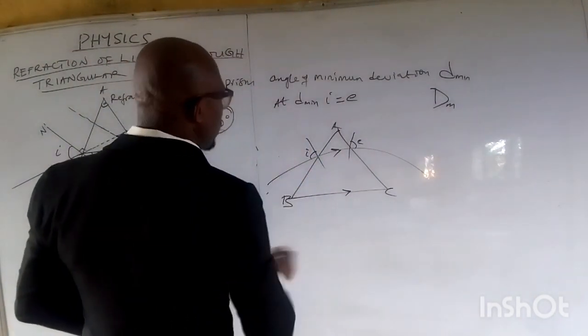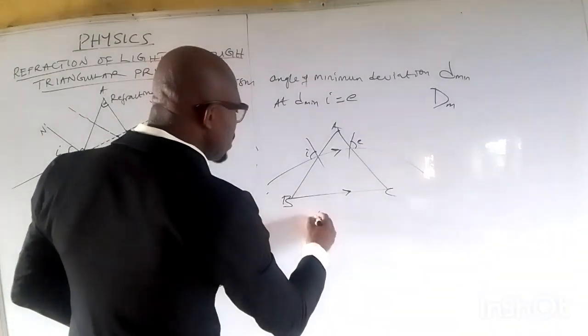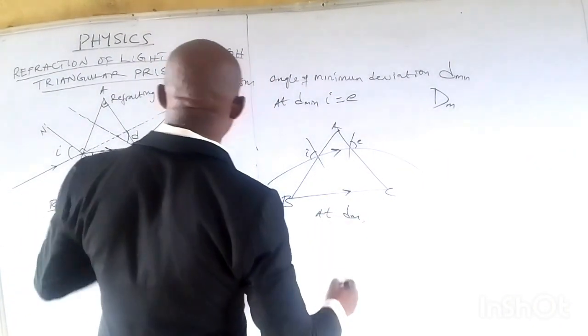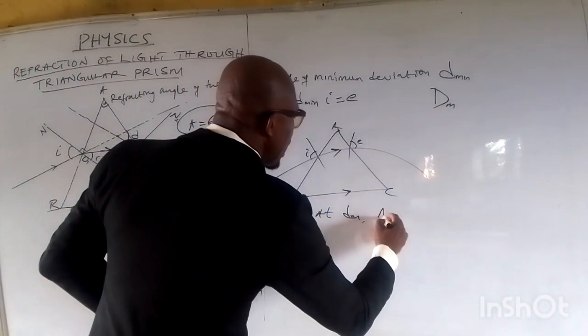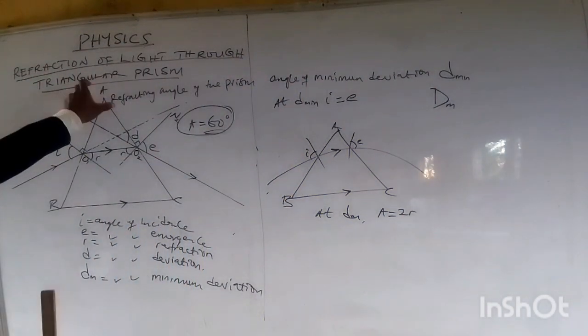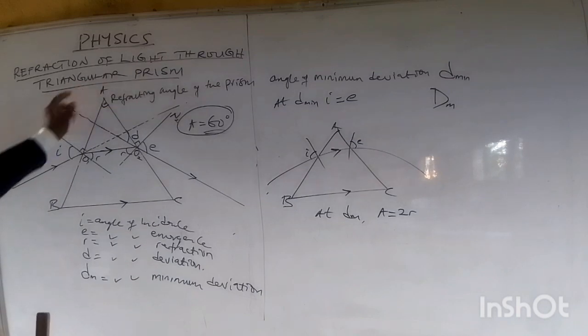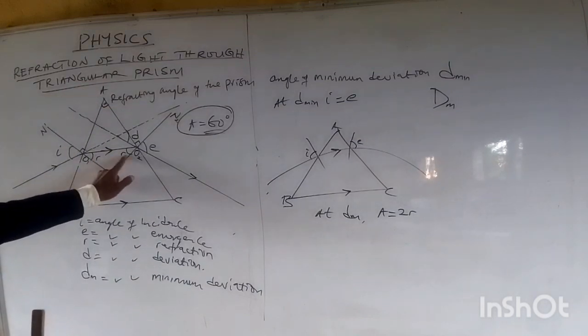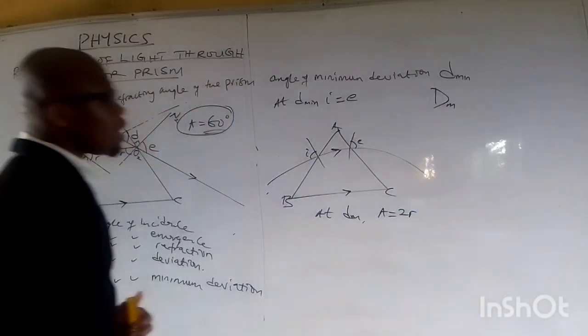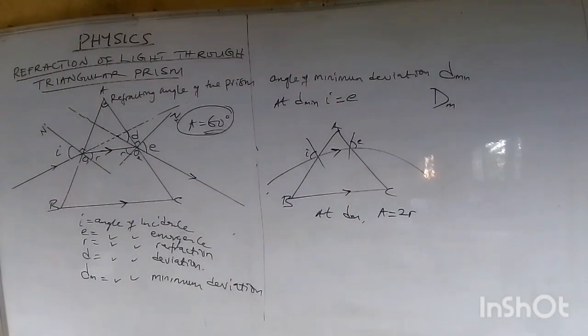The second one, at D min, A is equal to 2R. The refracting angle of the prism becomes R plus R, which is equal to 2R. So I want us to note that one too.